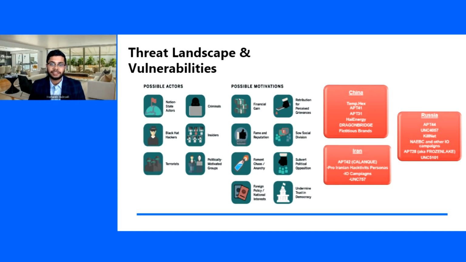A lot of these incidents really highlight the persistent and evolving nature of state-sponsored cyber threats that have been targeting election infrastructure worldwide. And that's why it's important to understand the motivations of these threat actors, because it's crucial for developing effective defense strategies and safeguarding the integrity of the electoral process.